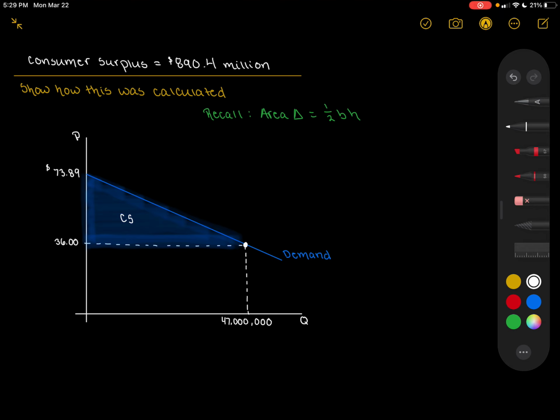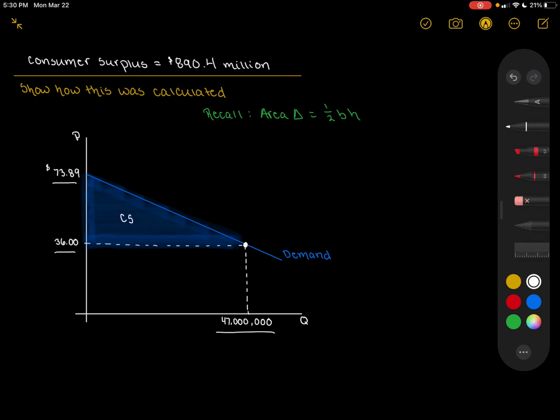It's clearly a demand curve that we have in blue. And we can see that this maximum price up here, the $73.89, that's the maximum price that the consumer would be willing to pay. And it looks like the price that was actually set at this equilibrium is $36. And at that price of $36, it's a quantity of 47 million.